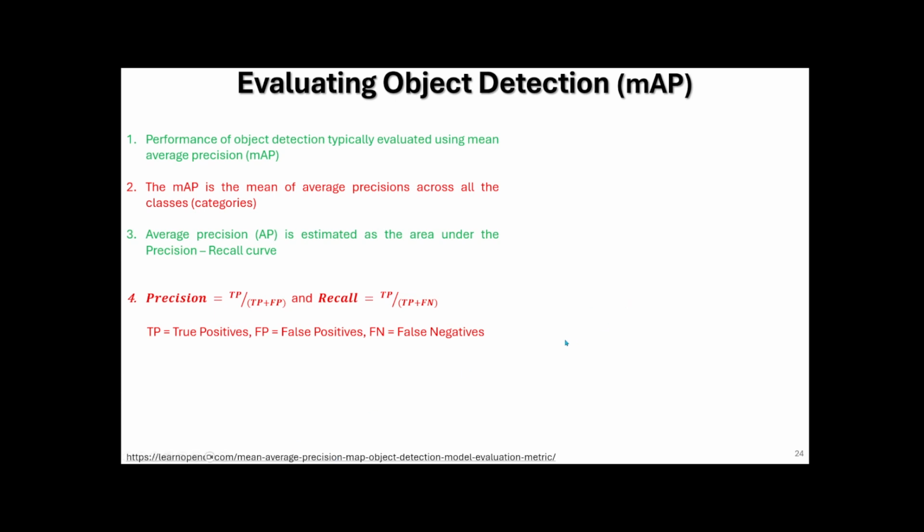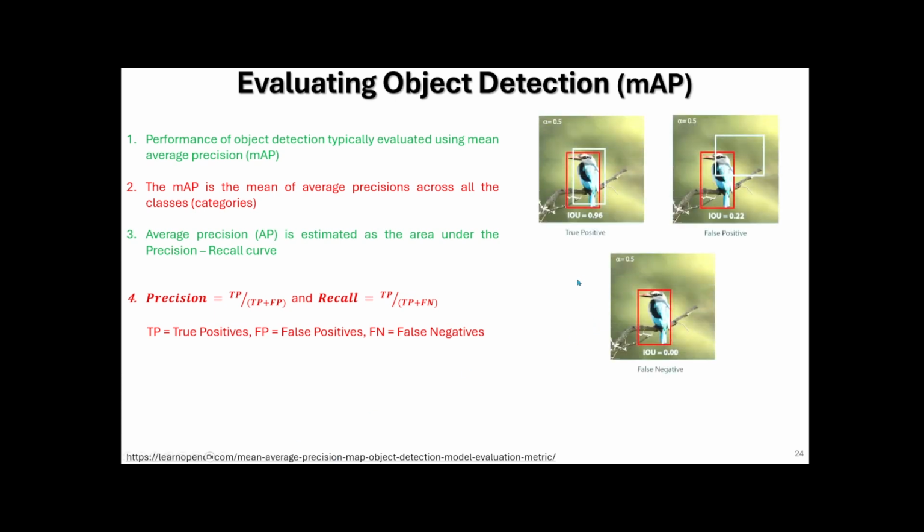Okay, so let me explain this now. I think it should have been done earlier. What is a true positive in respect of object detection? The red color is the ground truth, and the white color here is the prediction. Here, for example, the IoU between the prediction and the ground truth is 0.96, a pretty high value, so it's a true positive. And here the prediction is way off, 0.22 only, so it's a false positive. And here the ground truth is there but the prediction is absent, so it's a false negative.